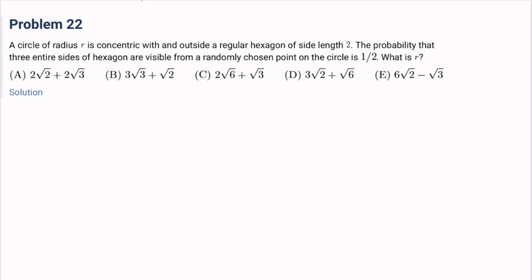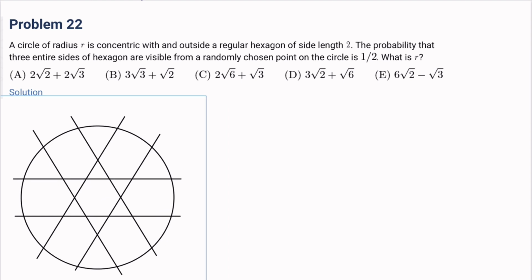Number 22, a circle of radius r is concentric with and outside a regular hexagon of side length 2. The probability that 3 entire sides of the hexagon are visible from a randomly chosen point on the circle is 1/2. What is r? Okay, so first let's give a drawing of this, of a diagram.